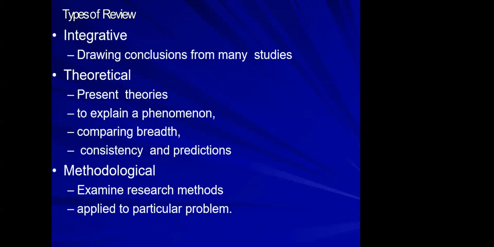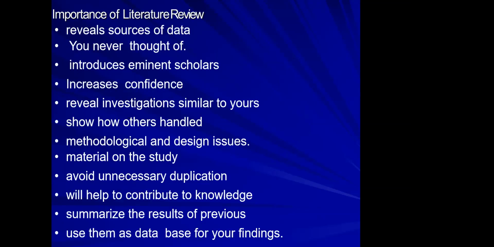What are the different types of review of literature? It can be integrative, which means drawing conclusions from many studies. You will arrive at a theory, or present theories to explain a phenomenon, or compare the breadth and occurrence of the phenomenon, or it can be on the basis of different methodology. That means somebody has already conducted a study using the observation method, but you want to use a survey method in order to fine tune it.